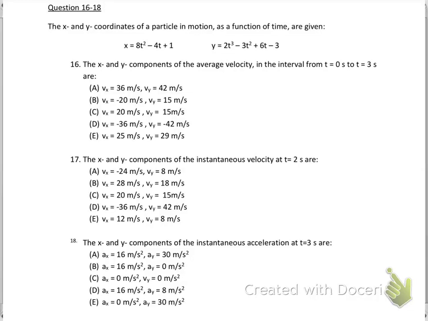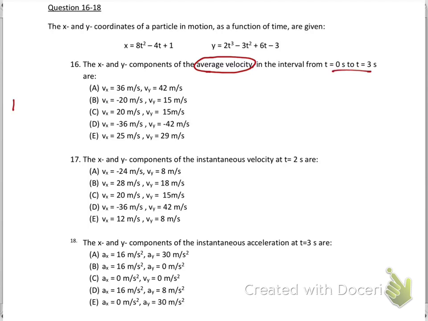Questions 16 through 18. X and Y coordinates of a particle in motion as a function of time are given below. For number 16, find the X and Y components of the average velocity in the interval from 0 to 3 seconds.